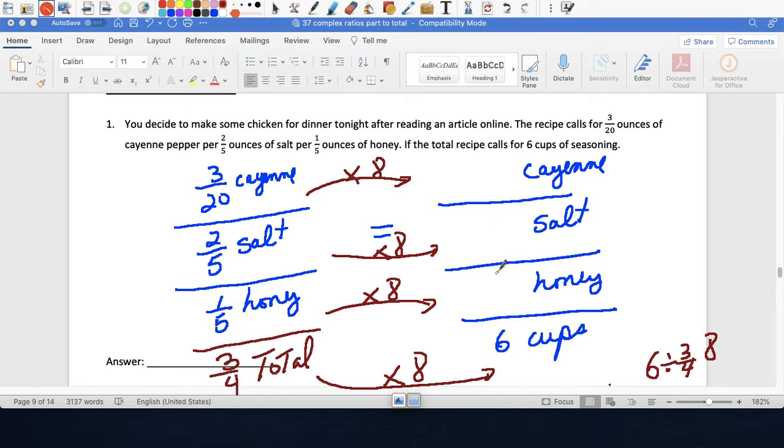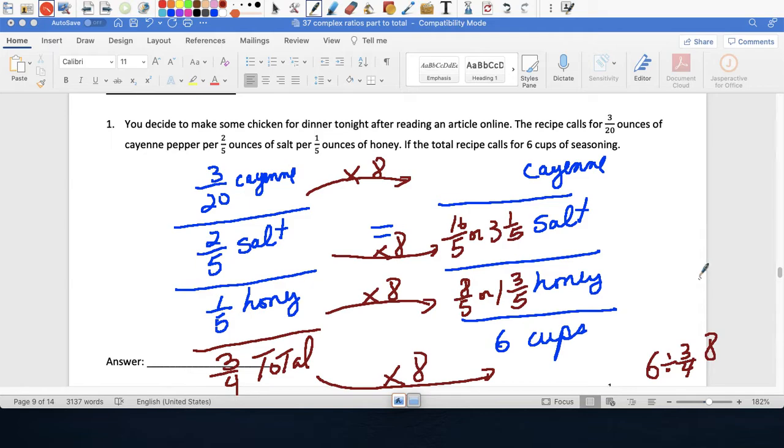So 1/5 times 8 is 8/5. 2/5 times 8 is 16 over 5. And maybe, you know what, I'm changing that to an improper fraction. So it's 8 over 5, or 1 and 3/5. Over here, if we multiply, we get 16 over 5, or 3 and 1/5.